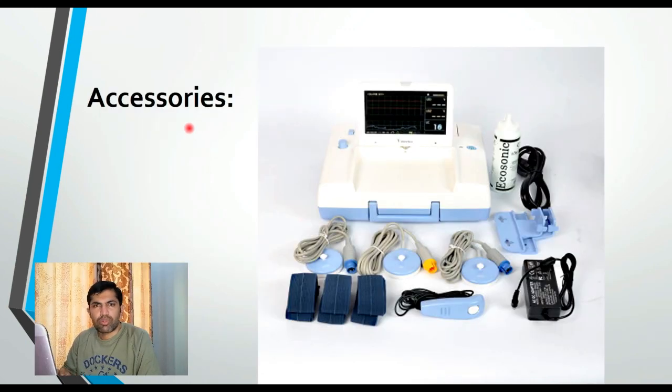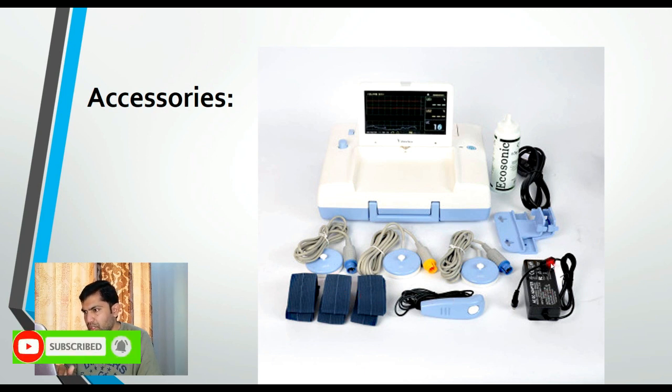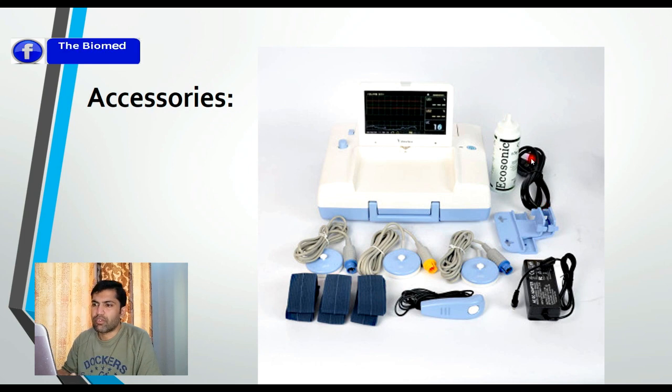If I talk about the accessories of the machine, here is the main unit, and here are three different transducers: two for the baby's heart rate, or twin babies, and one for tocography. Here are three belts, and here is the marker for any movement of the baby. Here are a power adapter, power cable, gel, etc.